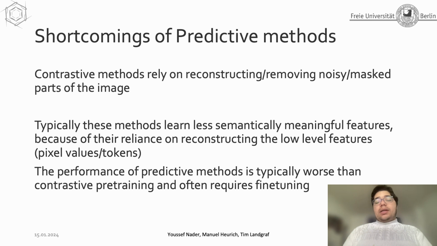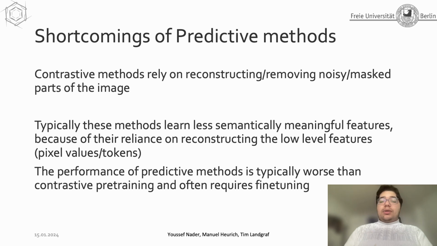On the other side of things, the predictive methods, like the masked autoencoder that we have talked about, rely on reconstructing part of or denoising part of the input. So they don't essentially require you to introduce a certain inductive bias or rely on augmentations, which is good. They can be applied to different data modalities and to more domains. However, these methods typically learn less meaningful features and are weaker than the contrastive methods.